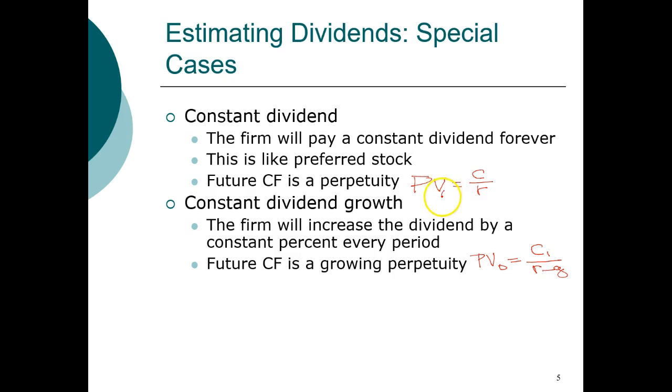So you can see the similarities between the two cases. In the first case, there's no growth. The growth rate is simply zero, so we don't have to worry about it. In the second case, we have a growth rate and we need to take that into account. So we have two special cases: the constant dividend, where the dividend doesn't change, and the constant dividend growth, in which case the dividend will change, but the growth rate of the dividend would not change.